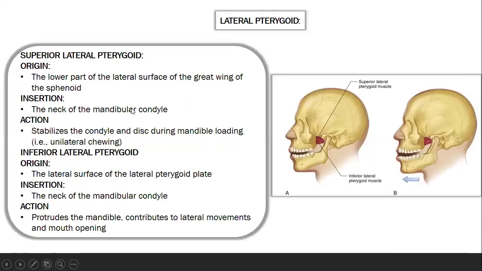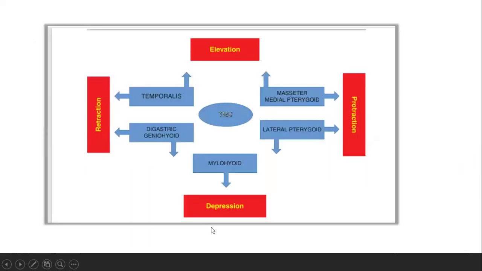Whereas the lateral pterygoid is divided into the superior lateral pterygoid and the inferior lateral pterygoid. The superior lateral pterygoid arises from the lower part of the lateral surface of the greater wing of the sphenoid and inserts into the neck of the mandibular condyle. Whereas the inferior lateral pterygoid arises from the lateral surface of the lateral pterygoid plate and inserts into the neck of the mandibular condyle. The superior helps stabilize the condyle and disc during mandibular loading, whereas the inferior lateral pterygoid protrudes the mandible and contributes to lateral movement and mouth opening.